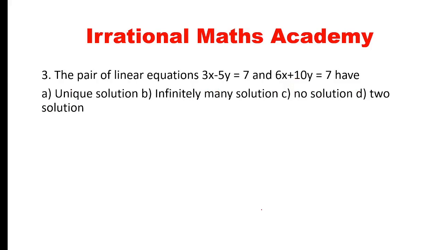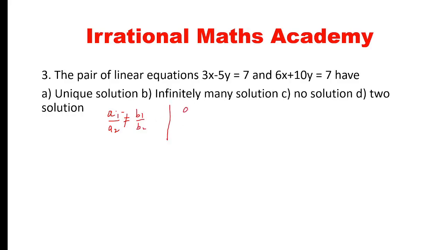Next, a pair of linear equations have a unique solution, infinitely many solutions, no solution, or two solutions. So for this, what we need to check is, always check first condition, that is whether a1 by a2 not equal to b1 by b2. Which type of lines are these? Intersecting lines, and you'll have a unique solution.